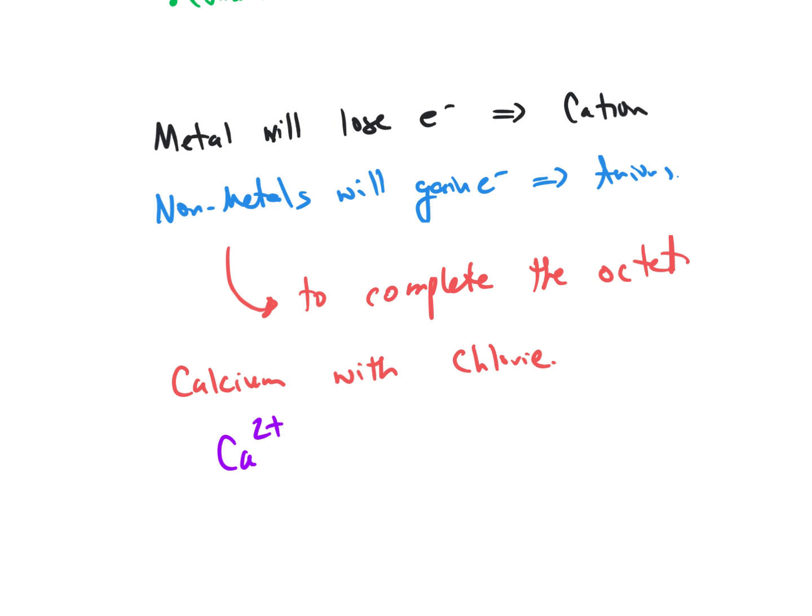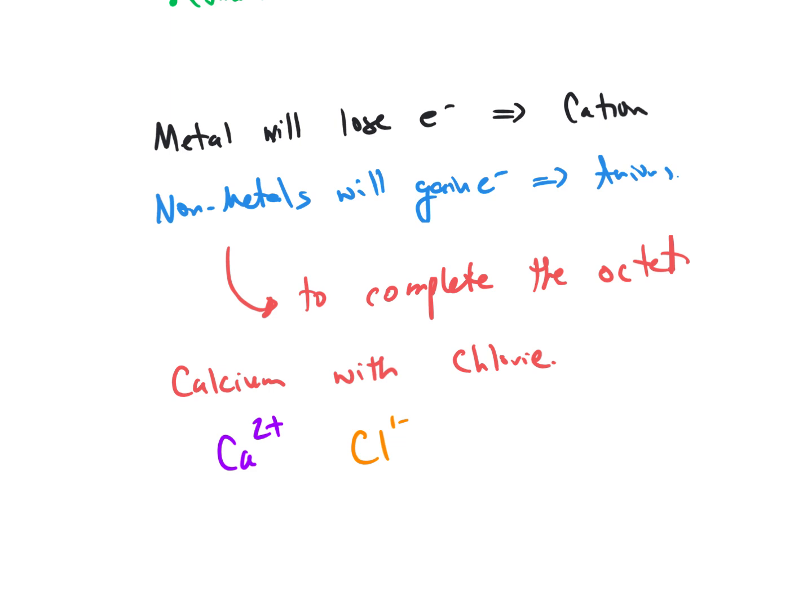And chlorine is going to gain how many? 1 electron and become 1 minus. Do you understand why losing is positive and gaining is negative? Don't just think, oh, it's just the opposite of what you'd think, right? Are we good? Okay.